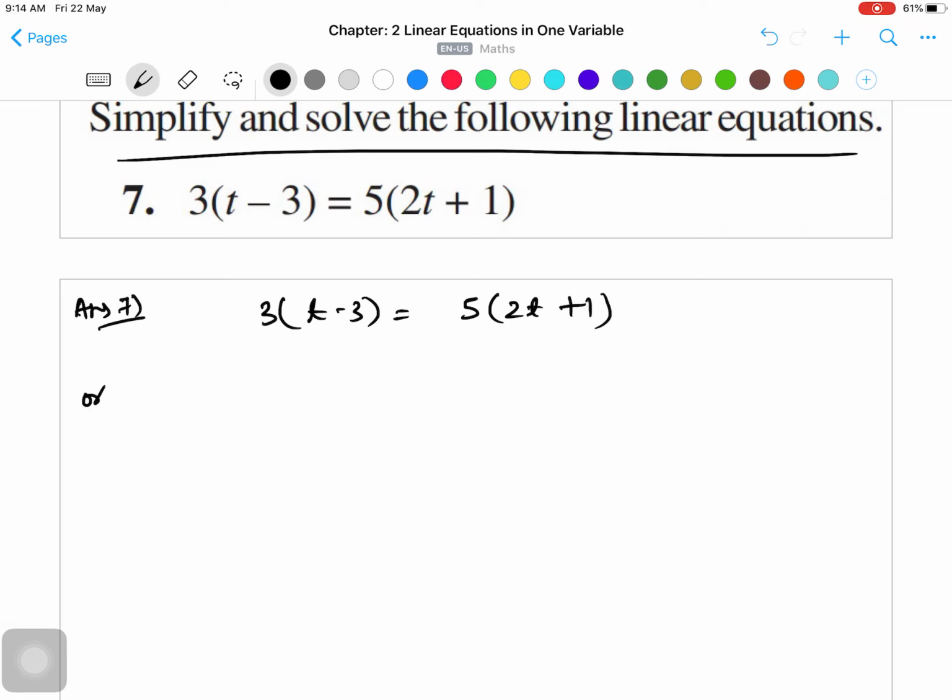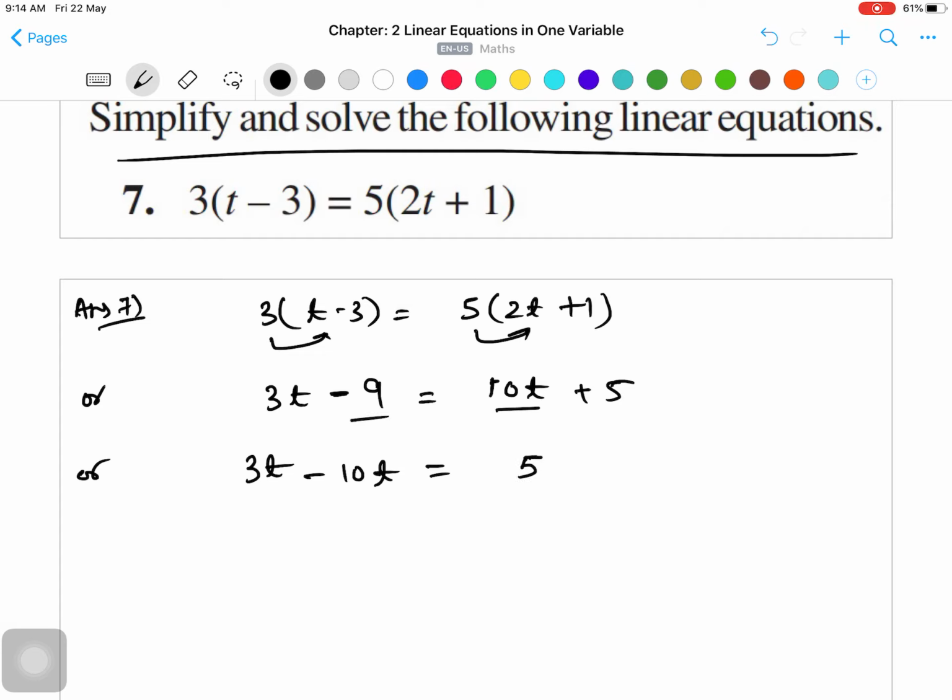It's a very simple question. So first multiply this 3 inside the bracket, and here 5 inside the bracket. So this will be 3 into t is 3t, minus 3 into minus 3 is minus 9. On the other side we have 5 into 2t is 10t, and 5 into 1 is 5. Now shifting the variable to one side and non-variable to the other side, this will be 3t, this plus 10t will become minus 10t. On the other side we have plus 5, we'll write 5, and this minus 9 will become plus 9.